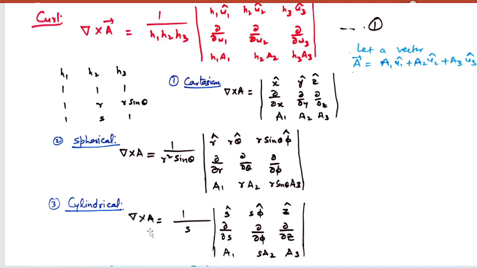Similarly for the cylindrical coordinate system, del cross A will be 1 upon h1 h2 h3. For cylindrical it is 1 into s into 1, so 1 upon s, s cap, phi cap, z cap, del by del s, del by del phi, del by del z, A1, s A2, and with this h3 is 1, so that's why 1 into A3. So this is how we can find out the curl in different coordinate systems, either Cartesian, spherical, or cylindrical, depending on these h1 h2 h3 values.